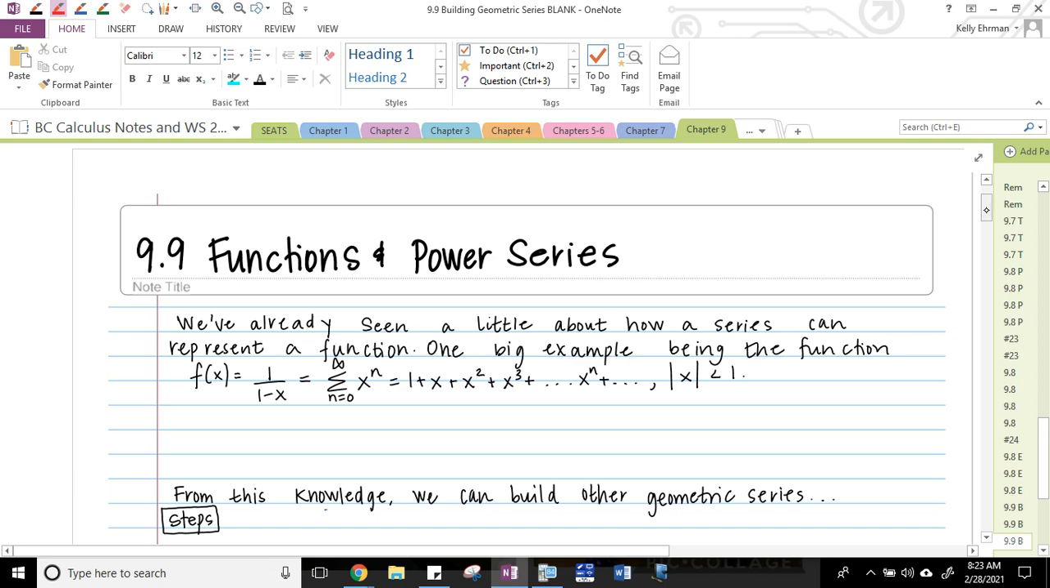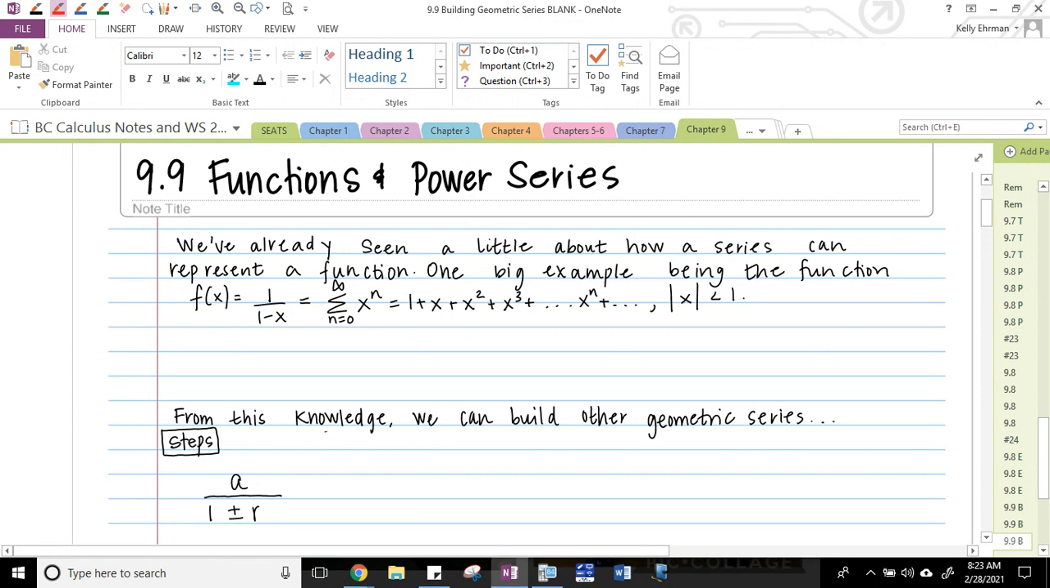Now we're going to start section 9.9, which starts with looking at geometric series and building other forms of our basic geometric series. One of the four that we had to memorize was the power series for f of x when it's 1 over 1 minus x. When you have 1 over 1 minus x, the power series is the sum from 0 to infinity of x to the n. And this was the nice basic one, right?